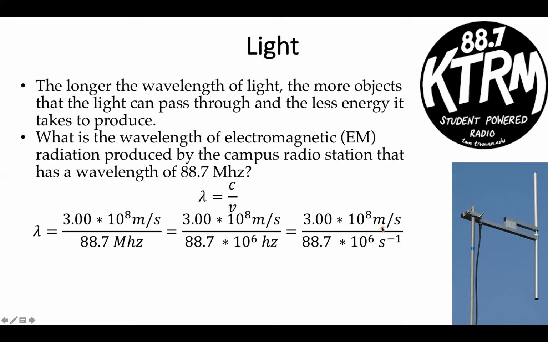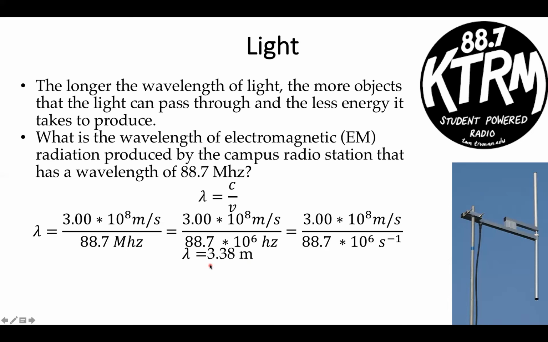We're going to be left with units of meters. So it turns out the wavelength of our local radio station is about 3.4 meters. And you might say, why do I care? Well, this means that in order to generate or receive this radio station, you have to have an antenna that's some integer of at least half that wavelength.